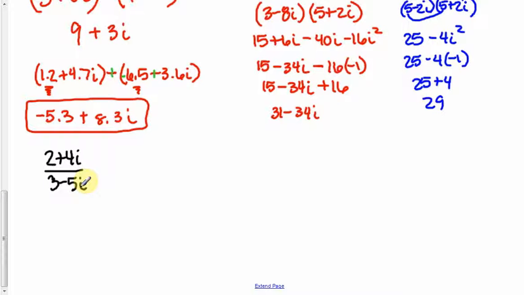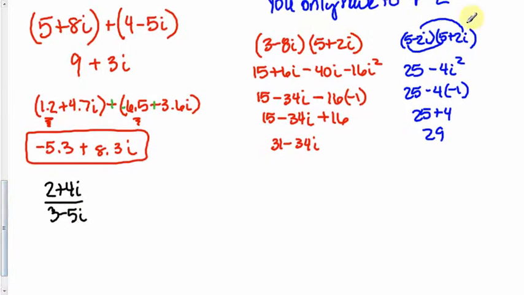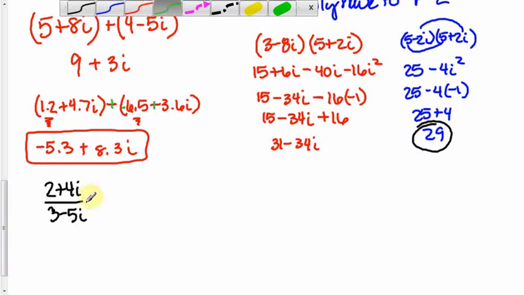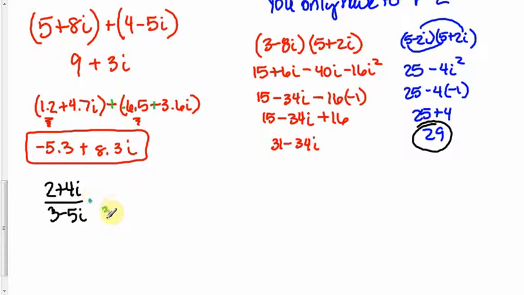So we need to take what we just learned about how conjugates multiply. Notice when you multiply conjugates, you always get a real number. And we need to use that to rationalize this denominator. So when we are rationalizing a denominator with a complex number in it, we are going to multiply by the conjugate of that denominator, top and bottom, which will be 3 plus 5i.